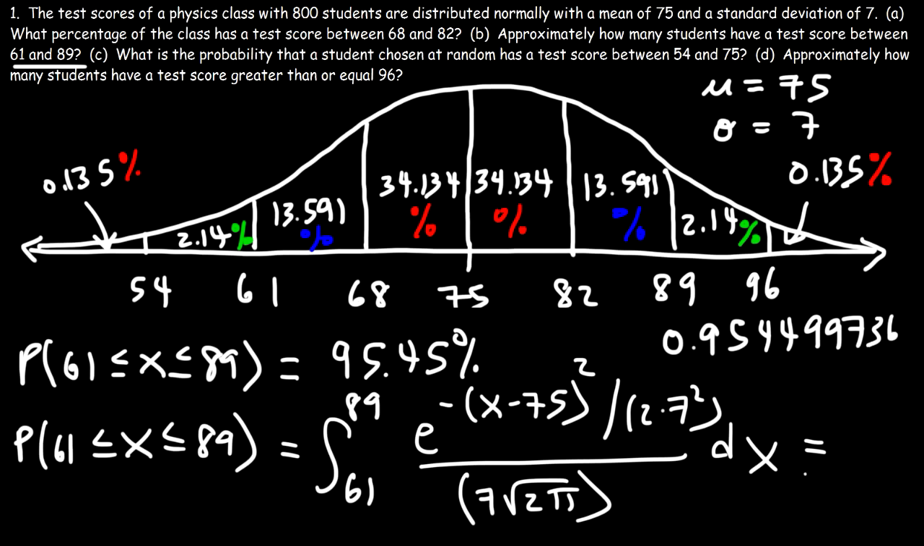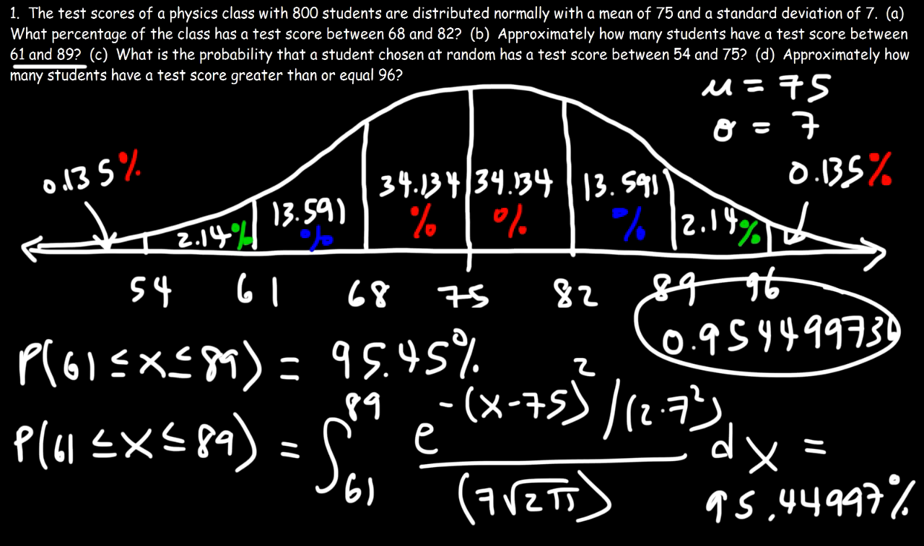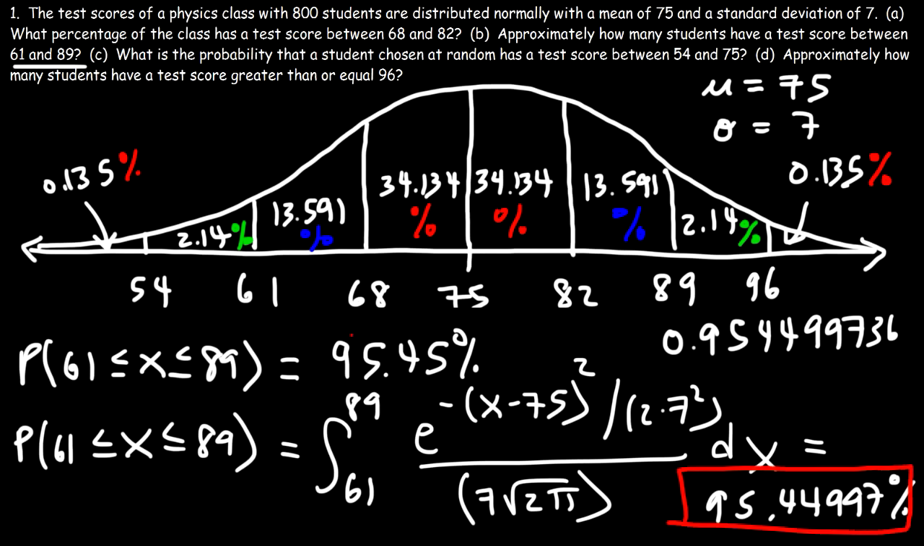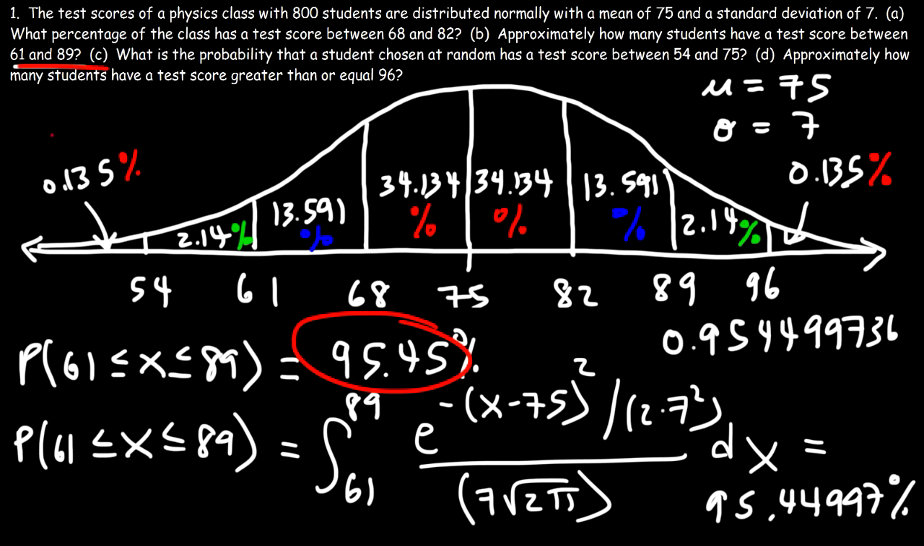0.95449976. So that's approximately 95.44997% if you multiply this by 100. So this answer is more accurate, but nevertheless, this is a good estimate of this answer. It rounds pretty well. Now, this is not the final answer for part B. So what this means is that 95.45% of the class has a test score between 61 and 89.